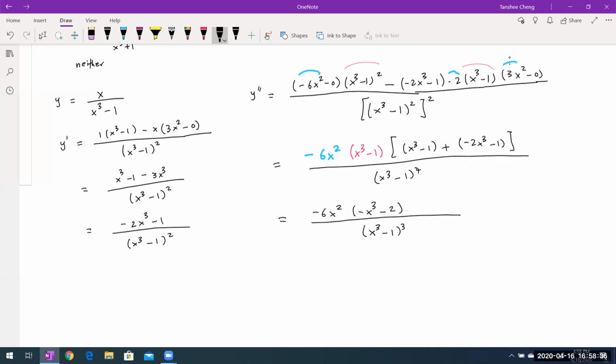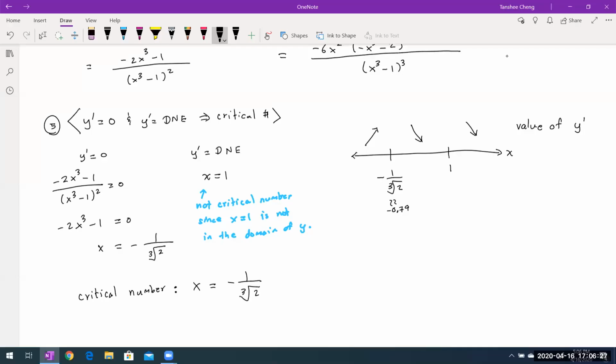Then the next step is we need to find out when the first derivative is going to be equal to 0, or when the first derivative is going to be DNE, to get our critical number. So let's find this out. When y prime is equal to 0 or y prime does not exist, then we know that those x values will be critical numbers.